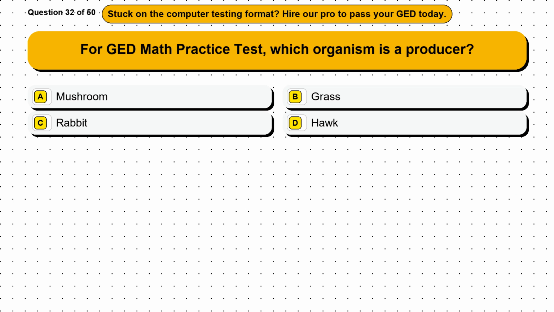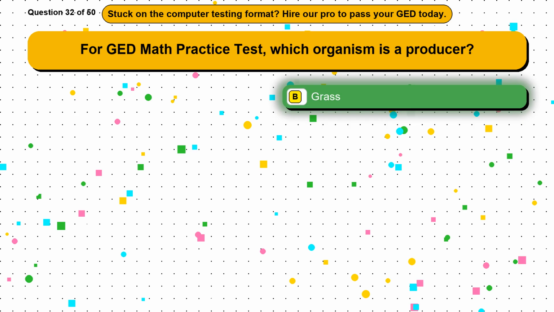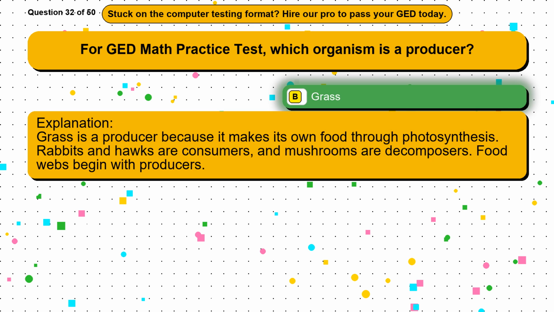Question 32. For GED Math Practice Test, which organism is a producer? Option A mushroom. Option B grass. Option C rabbit. Option D hawk. The correct answer is option B, grass. Grass is a producer because it makes its own food through photosynthesis.